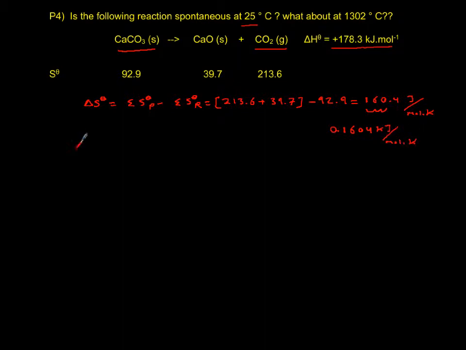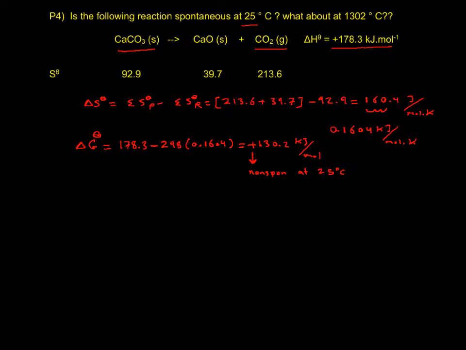Then let's just plug it in and see if that's spontaneous at room temperature. So delta H is 178.3 minus 298 Kelvin times 0.1604. Negative times minus is a negative quantity. We wanted this to be bigger than this. Unfortunately, at room temperature, it's not. And it gives you positive 130.2 kilojoule per mole. So the first answer is no, it's non-spontaneous at room temperature, at 25 degrees Celsius.